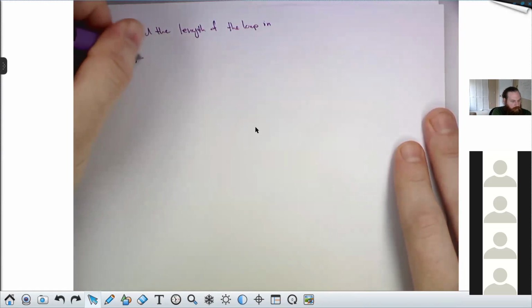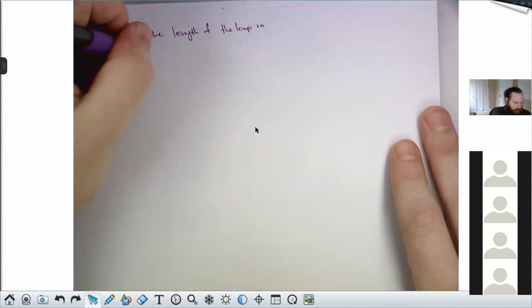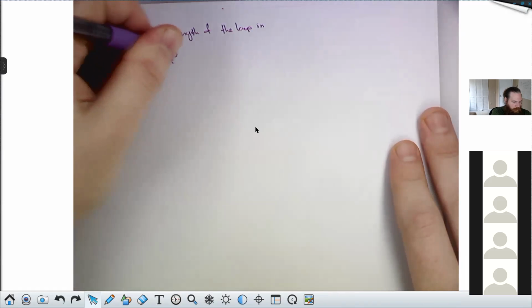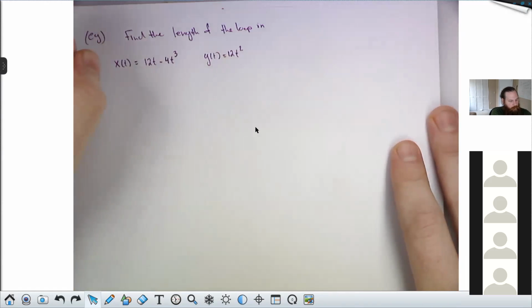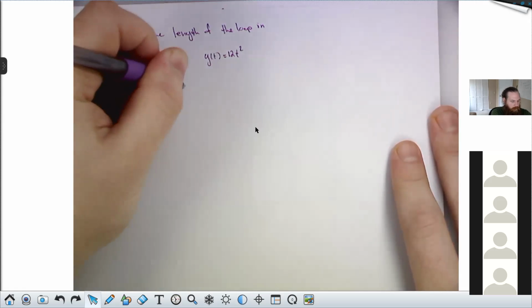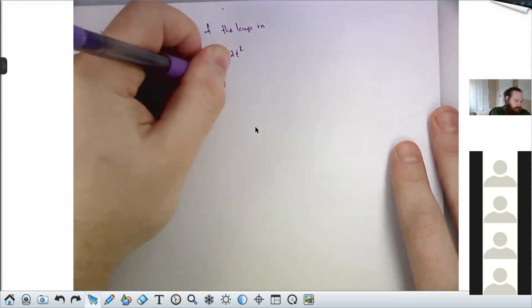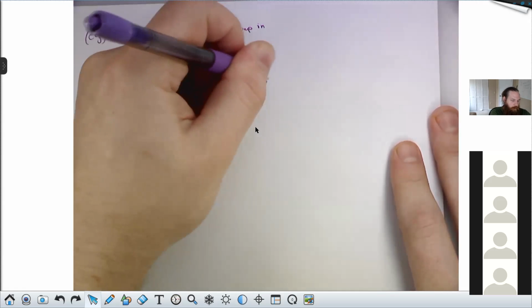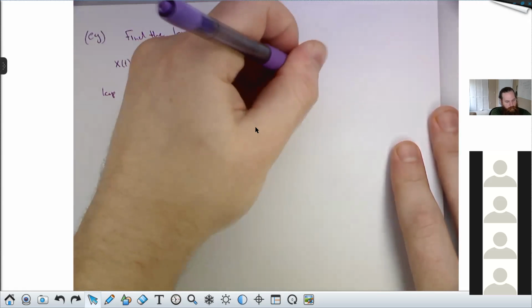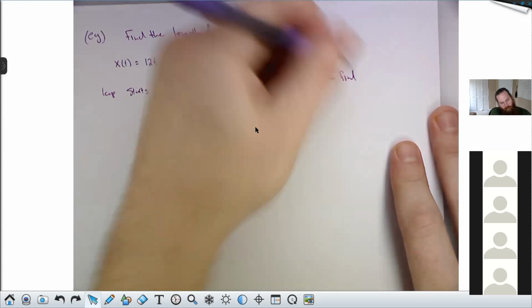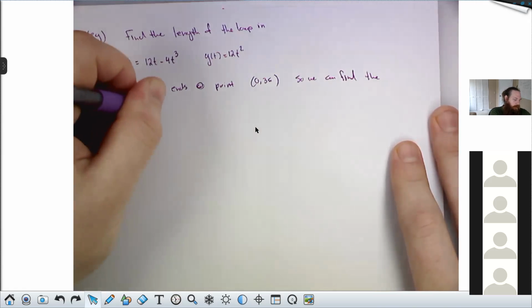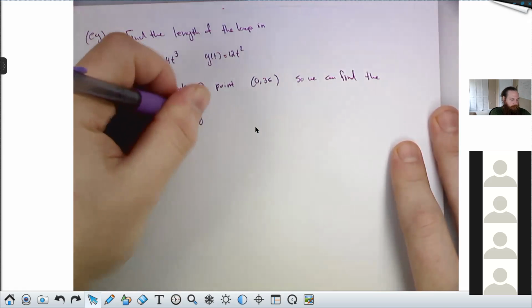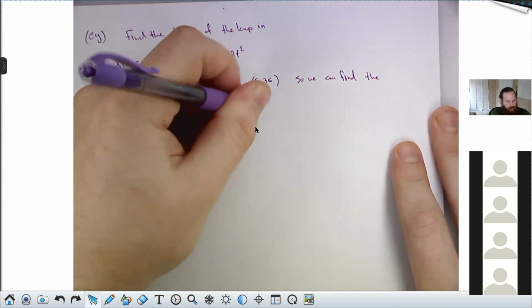And x of t equals 12t minus 4t cubed. y of t equals 12t squared. And we saw that the loop starts and ends at the point 0, 36. So we can find the t values by solving y of t equals 36.